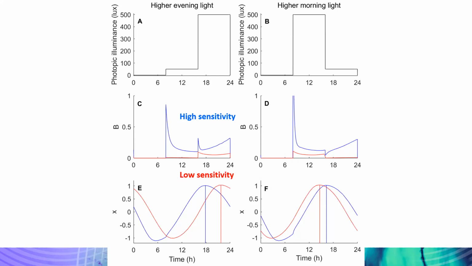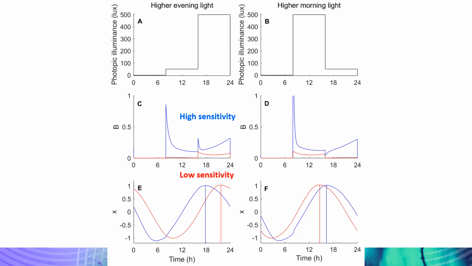And so finally, if you look down at the bottom panels, you can see that the same variation in the parameter value can lead either to an earlier phase with high sensitivity or a later phase with high sensitivity. You can see the blue curve is either shifted earlier or shifted later than the red curve, depending on the light input that I've given to the model for the same parameter values. So in other words, there is an interaction between the model's light sensitivity and the light input that I give to the model that determines the circadian timing.